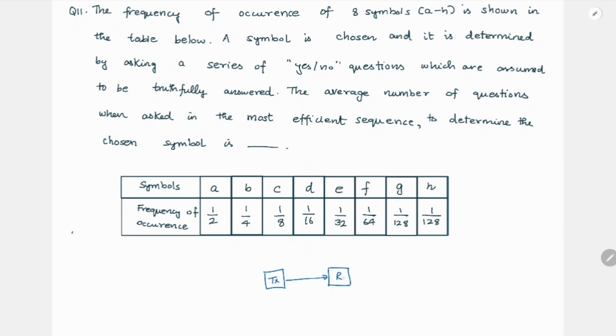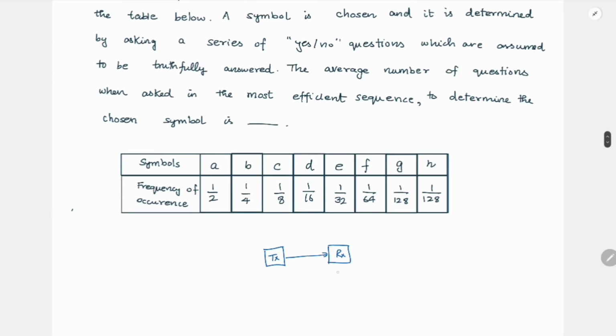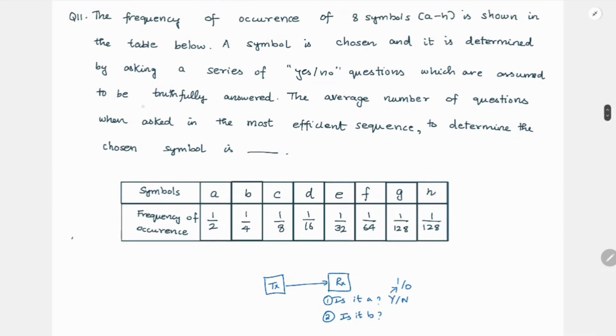And on the receiver side, they will either ask questions like is the symbol A? First question they'll ask, is it A? And they will get an answer of yes or no. So this we can represent by 1 or 0. Similarly, if it is yes, they know it is A, right? And if it is no, then what they will do? Second question they'll ask is, is it B? So they can ask whether it is B first, or A first, like that. And they can also ask some other questions also, okay?